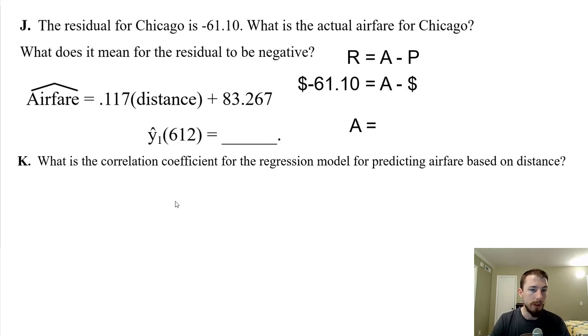All right, the residual for Chicago is negative, meaning it costs less than we expect. That's a good thing for the consumer. What's the actual airfare? So now we're just kind of working backwards. So we're plugging in the residual, which they told us. The actual is what we're going to solve for. And now we just need to find the predicted.